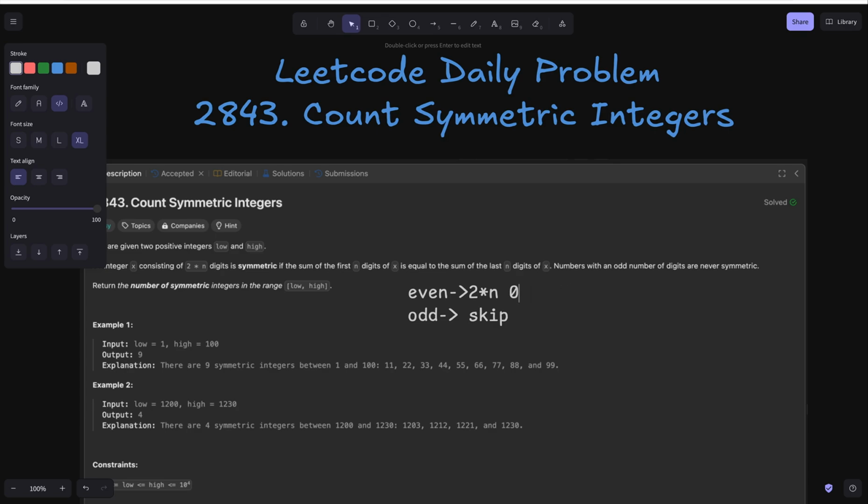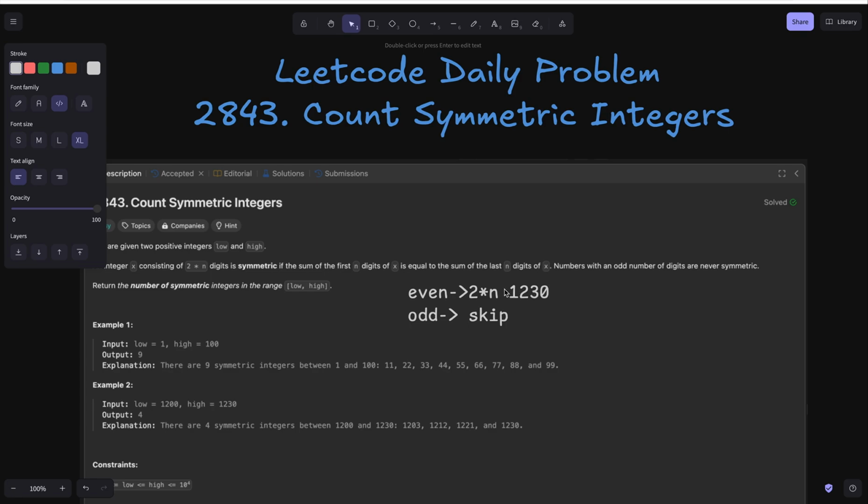Suppose my number is 1240. If I take the sum of the first two digits, that gives me 3, and the last two digits give 4 plus 0, that is 4. So this is not a symmetric number. To form a symmetric integer, let's take this one: 1 plus 2 is 3, and 3 plus 0 is 3. Hence this number is symmetric.